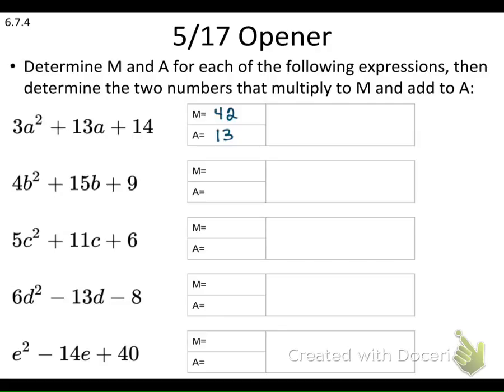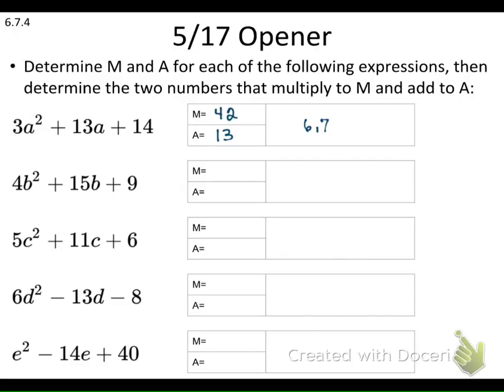So now that we have 42 and we have 13, you can look at your blue factor sheet. Find 42. Under there, what factors can you then add or subtract, but usually add together to get 13? 6 and 7. So if I take 6 times 7, I'm going to get 42. If I take 6 plus 7, I'm going to get 13. Good.